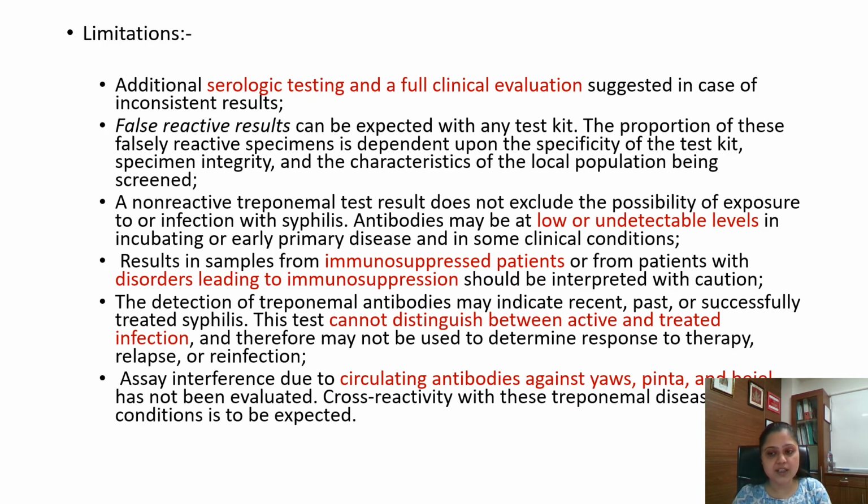So, what are the limitations of the CMIA? The kit itself comes with limitations, and it says that we need to do the serological testing in conjunction with a full clinical evaluation, and any kit can give us false reactive results. And if it is a non-reactive treponemal test, it does not exclude the possibility of exposure to or infection with syphilis; in fact, antibodies may be at low or undetectable levels in the incubating phase, in early primary disease, or in some clinical conditions.